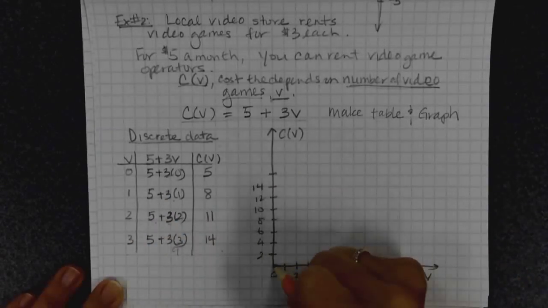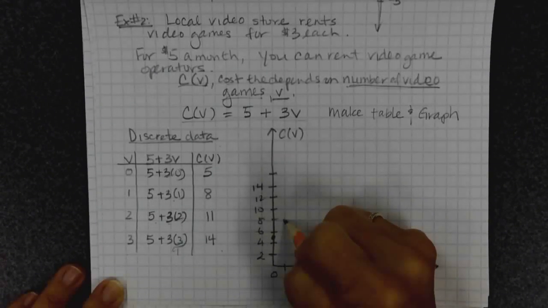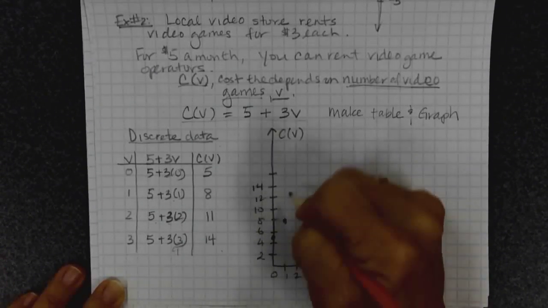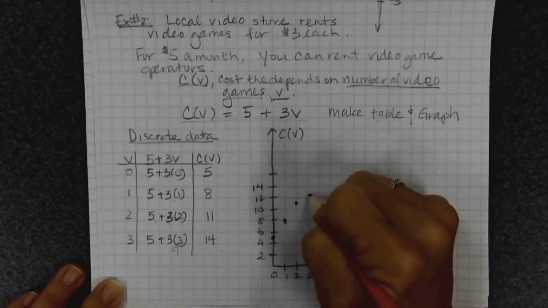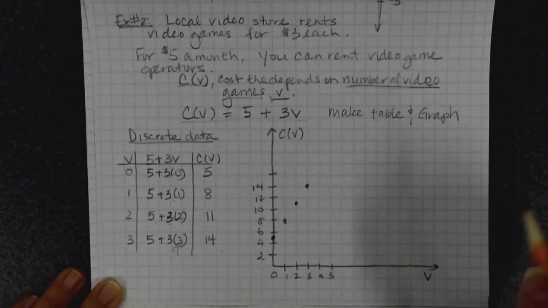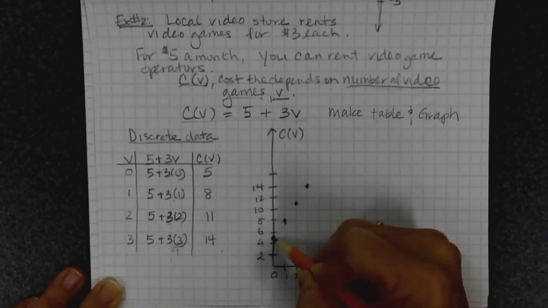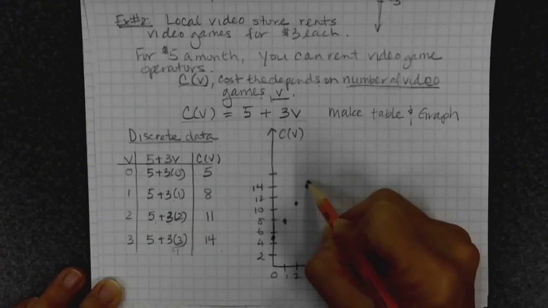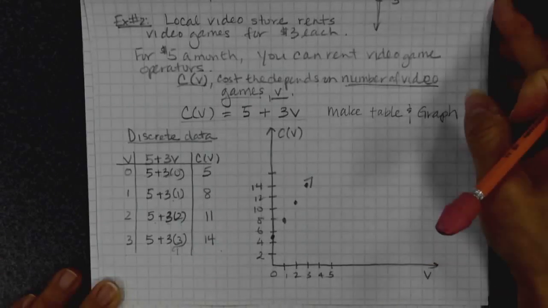So we're going to plot these points. So at 0 video games, it costs me $5. At 1, it is 8. And at 2, it's 11. And then at 3, it's 14. And because this is discrete data, we don't rent anything between 0 and 1, 1 and 2. We do not connect the data points, and we just draw an arrow because it does go on forever.